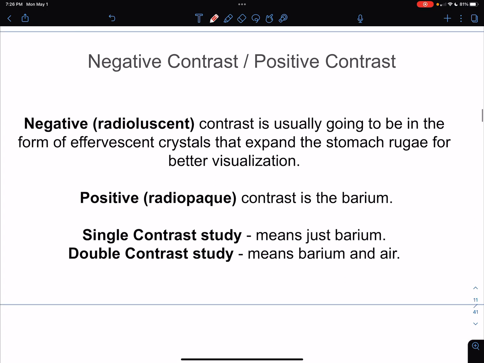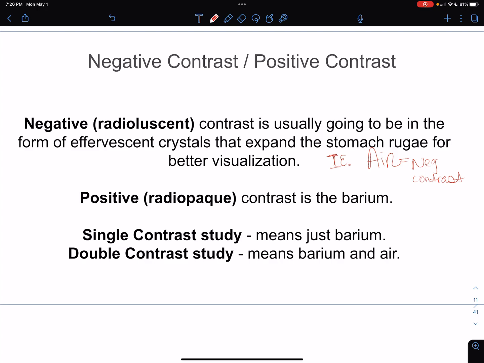So, negative contrast versus positive contrast. I'm sure this is just a review for you, but negative means radiolucent. So that is contrast that is going to be in the form of effervescent crystals. They expand the stomach and rugae for better visualization, i.e. air, right? That's what creates air. Air is the negative contrast. Air equals negative contrast.